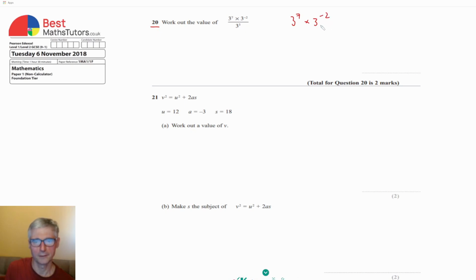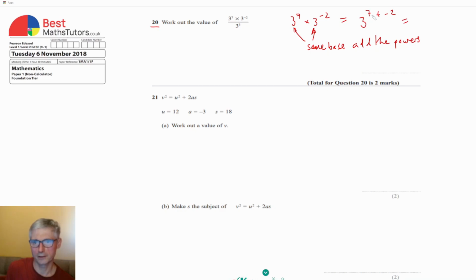The method that we're going to use for this is when we've got the same base, which means the number 3 in this case, then we can actually add the powers. So we end up still having the 3, but then we have the 7 plus the minus 2. The sign's very important in this case. We've got to add the powers, but the second one is actually a negative power.